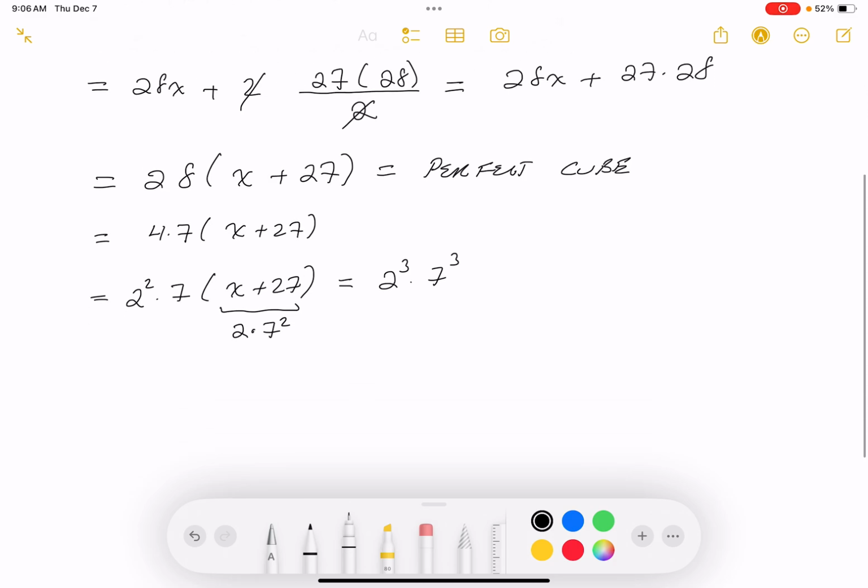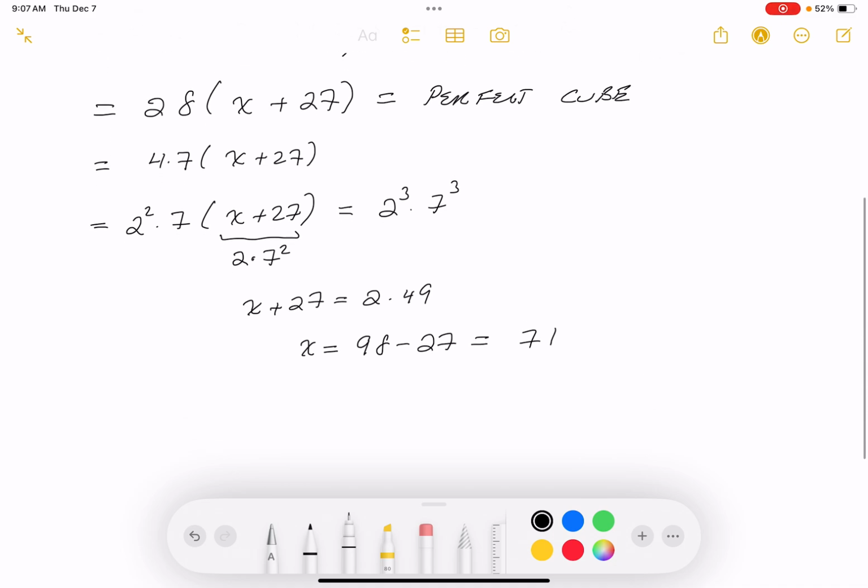So let's figure this out. x plus 27 is going to be equal to 2 times 7 squared, which is 49. So x will equal 2 times 49, which is 98, minus 27. Well, let's hope this is odd, right? 98 minus 27 is going to be 71. Certainly an odd integer. So now I know what the first odd integer is. It's 71. So you get 71 plus, what's the next odd integer going to be? 73 plus, I think you get the idea.